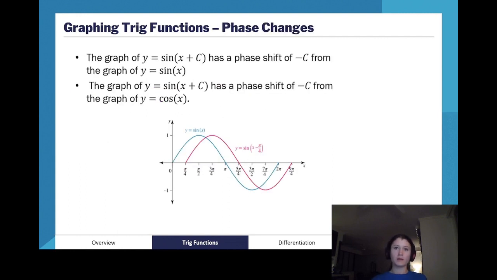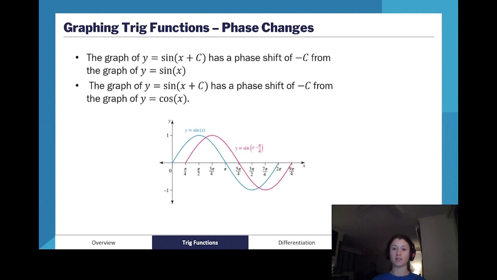Alright, now let's get on to phase changes. So remember when we were going through plus c's in with the x's and how these are horizontal shifts. So if we have y equals sine of x plus c, this has a phase shift of negative c from the graph y equals sine x. If we have a graph of y equals sine of x plus c, this also has a phase shift of negative c from the graph of y equals cos x.